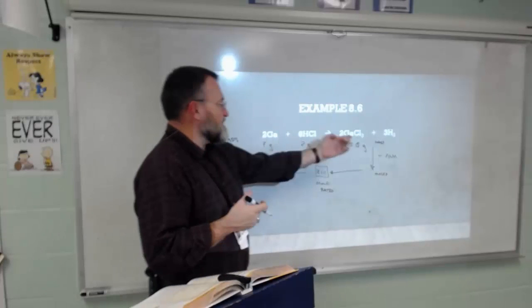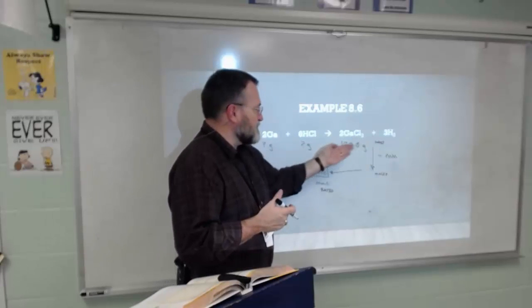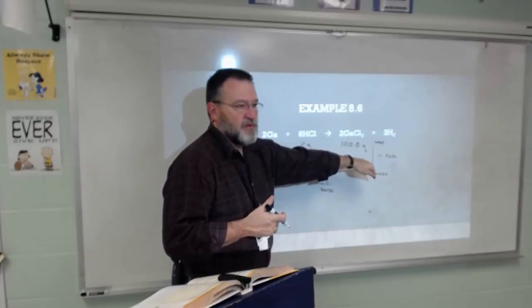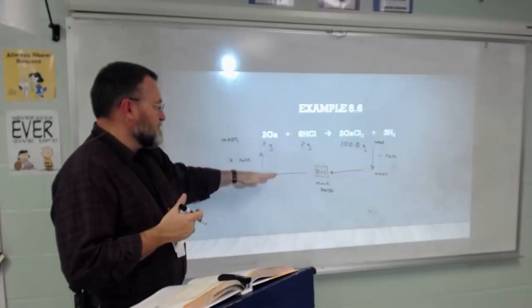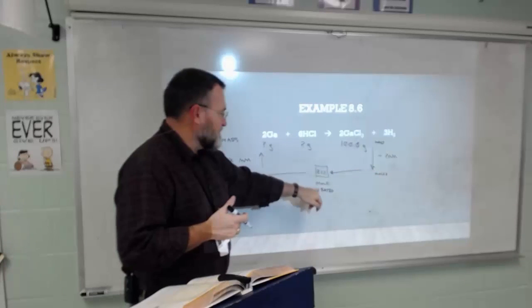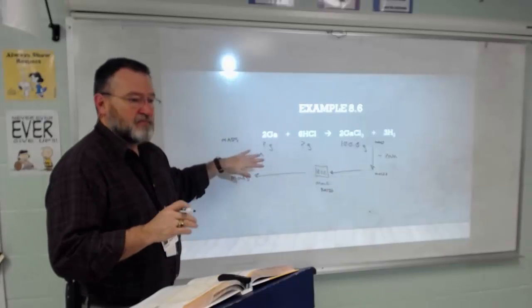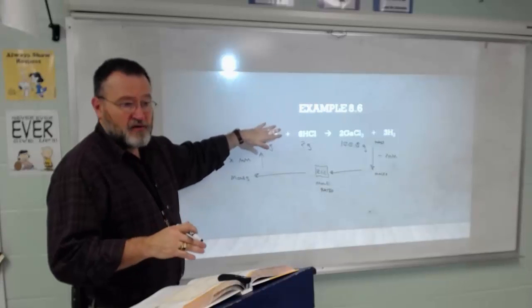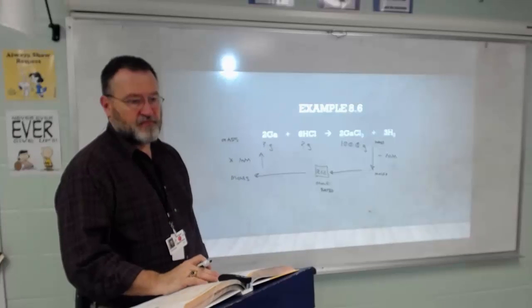If you're given the mass of something that's known, you need to first of all divide it by the molar mass to figure out the number of moles. And then you're going to move from the number of moles of that item to the number of moles of the other item by using the mole ratio. And then, given that number of moles, you're going to multiply it by the molar mass of that atom or molecule that you're solving for to get it back in terms of grams.